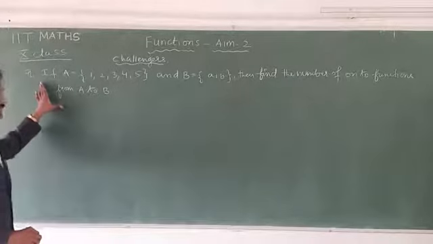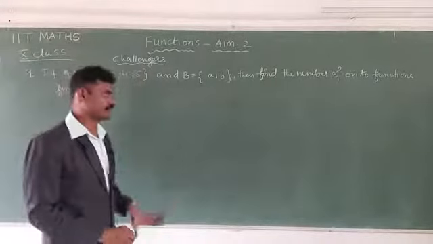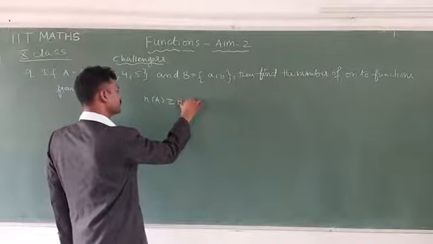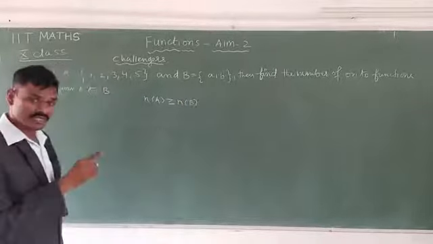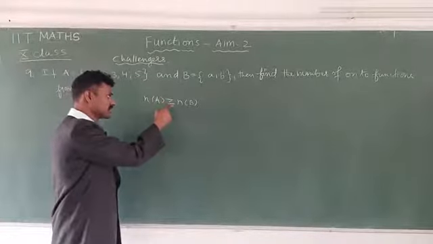Now the 9th problem. If A is equal to the set {1, 2, 3, 4, 5} and B is equal to the set {a, b}, then find the number of onto functions. A one-one function needs n(A) less than or equal to n(B), but an onto function needs n(A) greater than or equal to n(B).